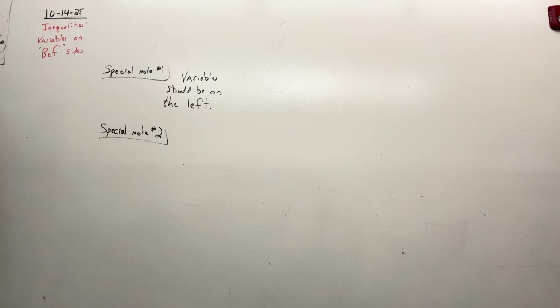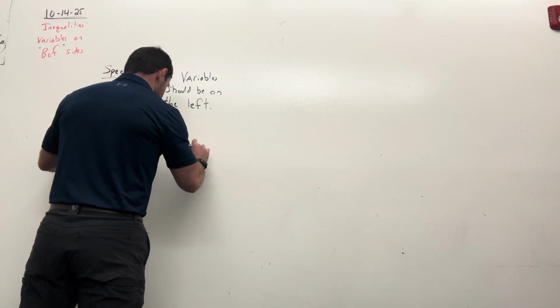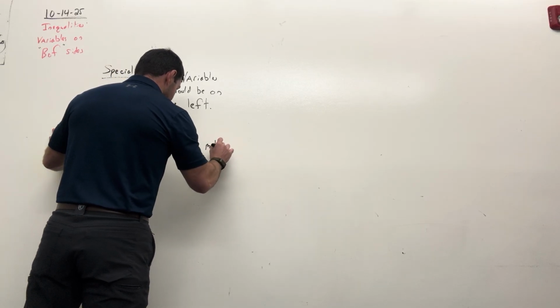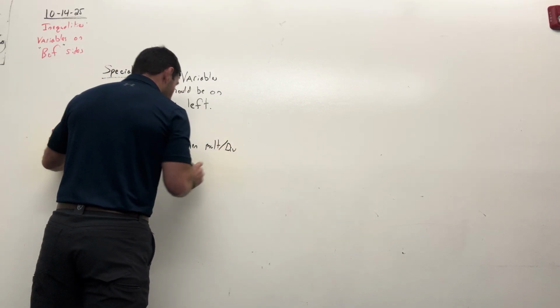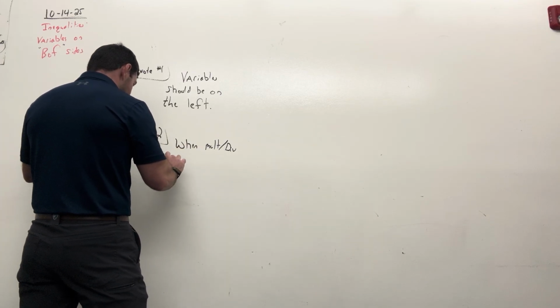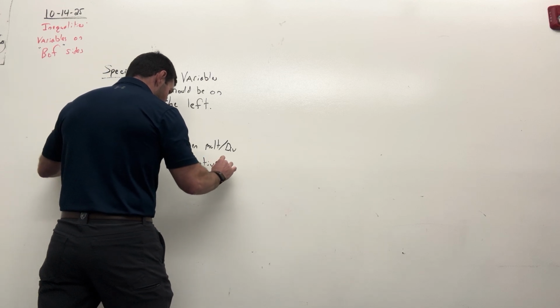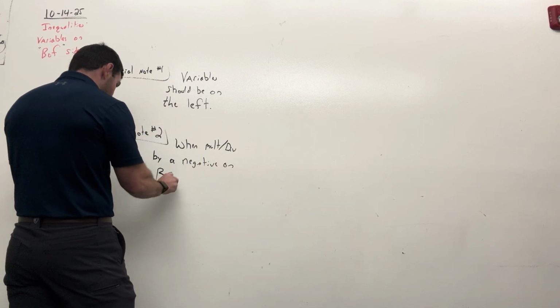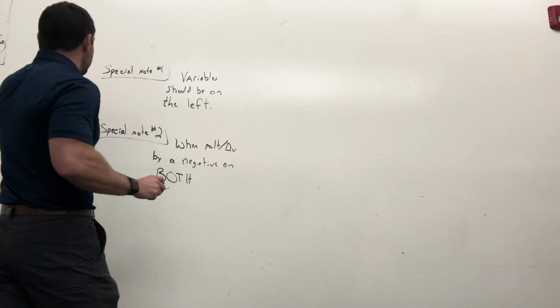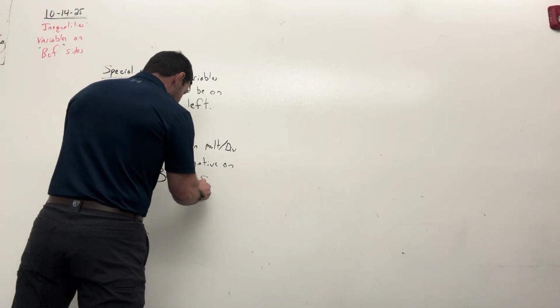Special note number 2: when multiplying or dividing by a negative on both sides, you should flip the sign. Not should, you have to. When multiplying or dividing by a negative on both sides, not both this time. Both is variables on both sides.